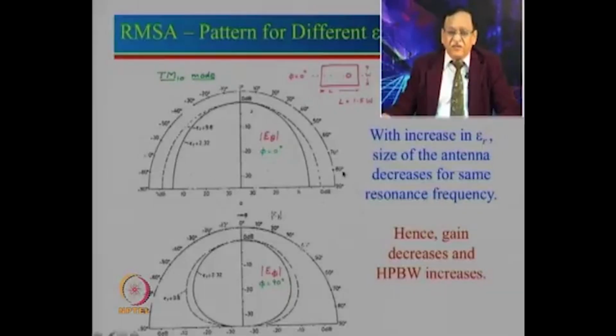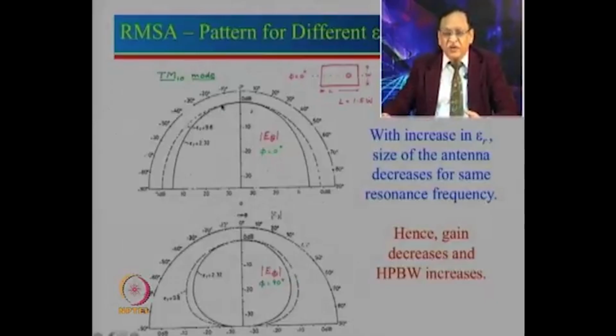Now, this is the pattern for E theta, and this is the pattern for E phi. And now, suddenly you might start thinking, we were talking about E plane and H plane, so where have E theta and E phi come from, and what is this phi equal to 0 and 90? I just want to tell you, when we do the simulation, many times the software gives us E theta, E phi, and then we have to visualize which is the E plane and which is the H plane.